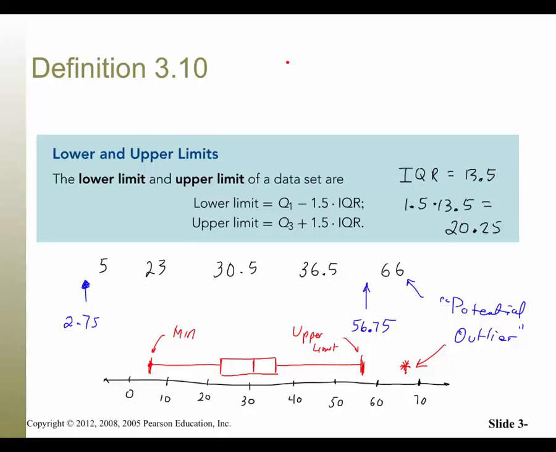Can I erase this? So by writing min and upper limit here, I'm saying in this example, this could be the min or the lower limit. This could be the max or the upper limit. You have to figure out which one it is. This will always be Q1, Q2, Q3. The box always shows that middle 50% of the data.